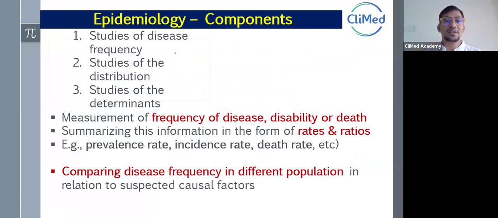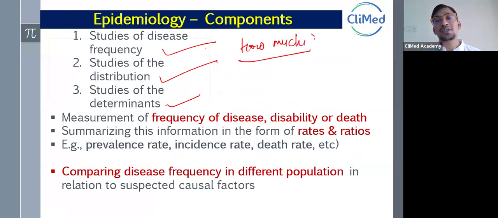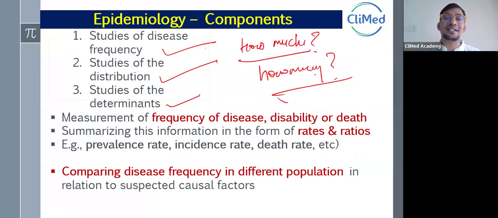Now, as I told you, epidemiology is the study of distribution, determinants and frequencies. Frequency means, if we are talking about a disease in a population, how much it is and how many people are affected. That is incidence and prevalence. Incidence and prevalence are the frequency. So there are three major components: frequency of the population, distribution, and determinants.